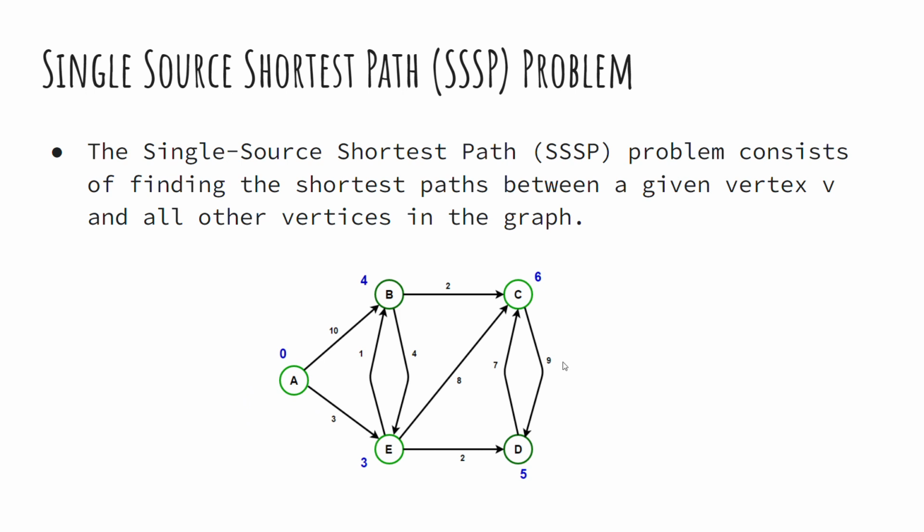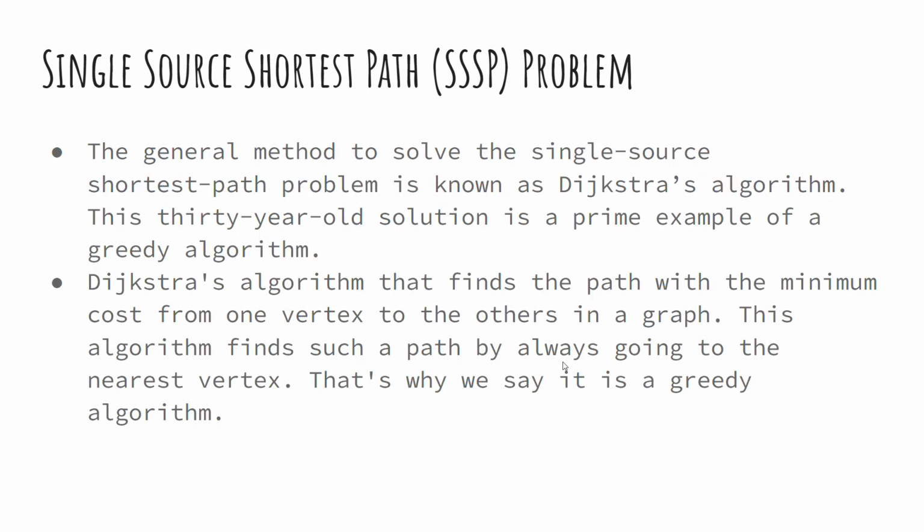The general method to solve the single source shortest path problem is known as Dijkstra's algorithm. Now this Dijkstra's algorithm is a very good example of greedy algorithms. Dijkstra's algorithm finds the path with the minimum cost from one vertex to the others in a graph, and then it keeps doing that until it reaches the end. That's why it's called a greedy algorithm, because it tries to make the most optimal choice at this step, and then it will keep doing that.